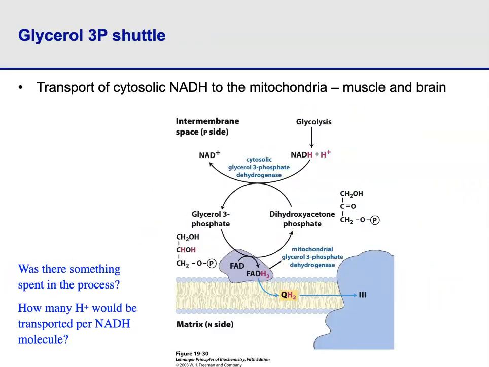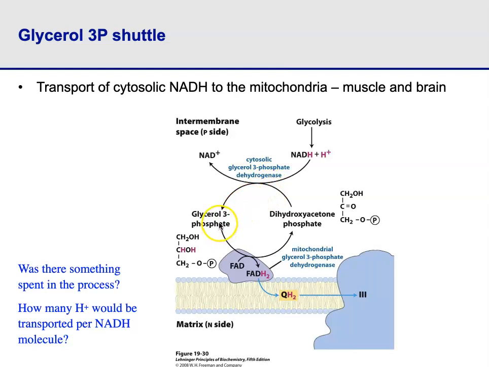There is also another way for NADH that is in the cytosol to offload its electrons to Q. And that is through a familiar enzyme, glycerol 3-phosphate dehydrogenase. Now, where do we produce NADH in the cytosol? In glycolysis. The NADH in the cytosol produced during glycolysis will be oxidized, and the electrons will be transferred to dihydroxyacetone phosphate, converting it to glycerol 3-phosphate. The cytosolic glycerol 3-phosphate dehydrogenase catalyzes this reaction.